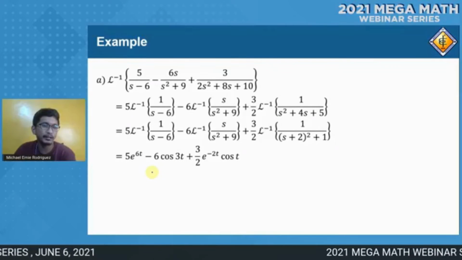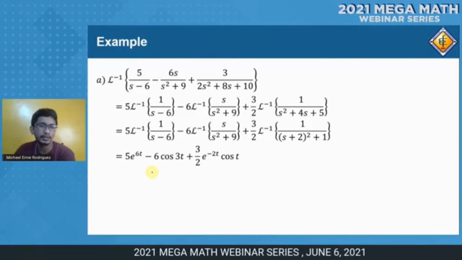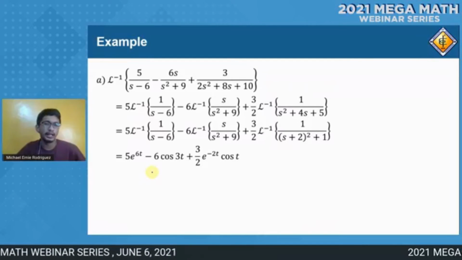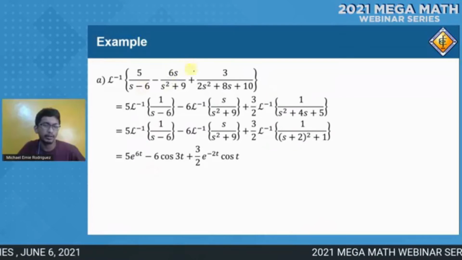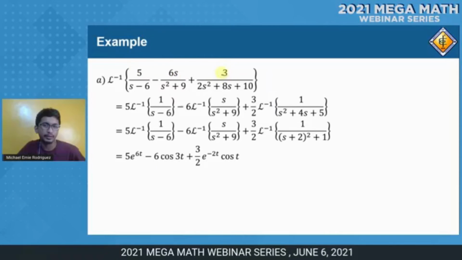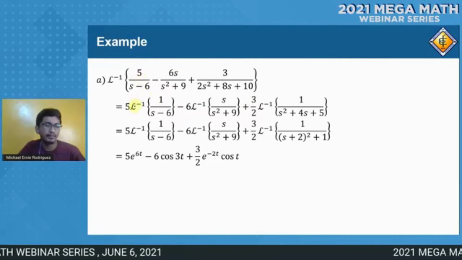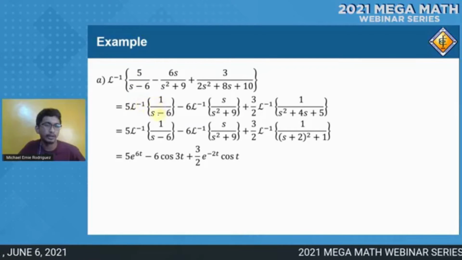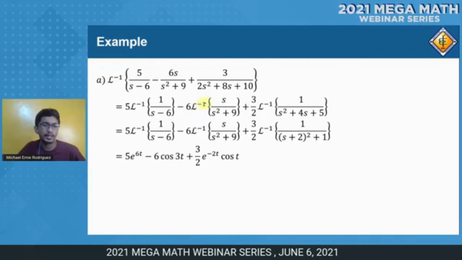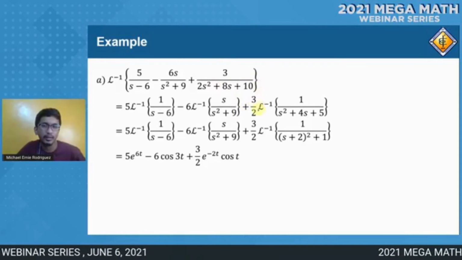Okay, so for letter A, we have the inverse Laplace transform of 5 over s minus 6, minus 6s over s squared plus 9, plus 3 over 2s squared plus 8s plus 10. So by linearity, hiwalay natin yung tatlong functions, and then ilabas natin yung constant, yung 5, 6, tsaka yung 3. So we have 5 inverse Laplace transform of 1 over s minus 6, minus 6, nalabas na yung 6, inverse Laplace transform of s over s squared plus 9 plus, mamaya na to.